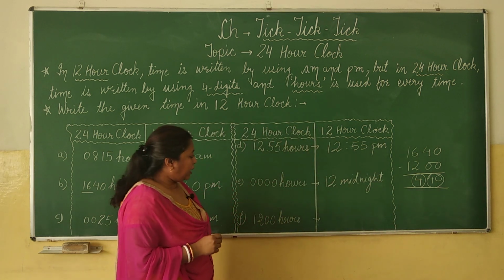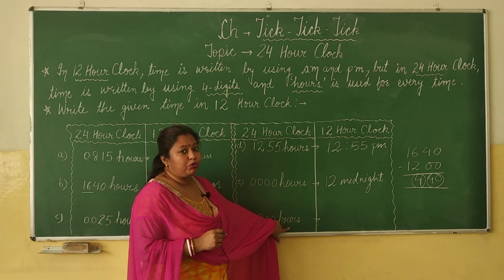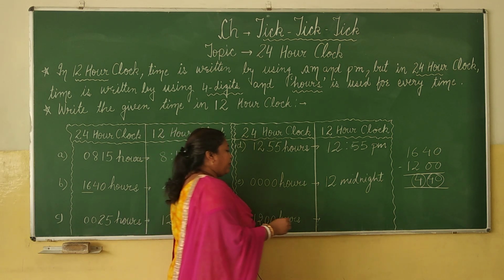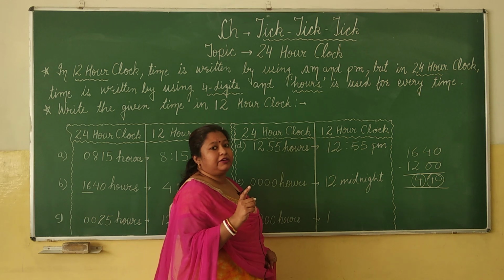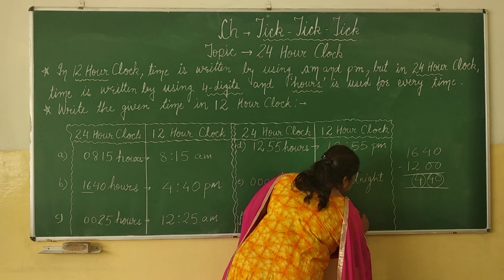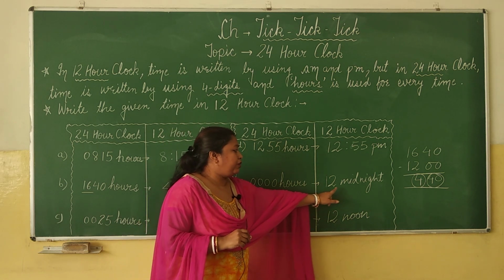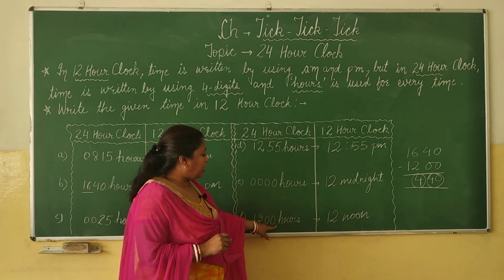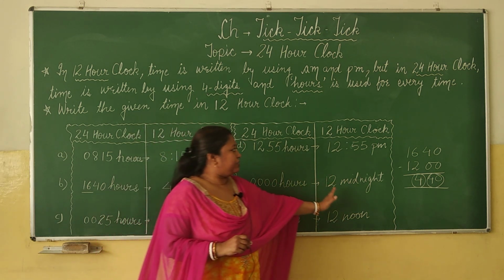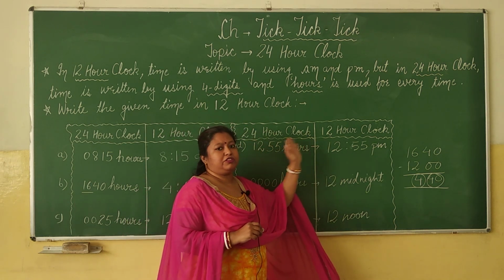Okay, children. And the last example, 1200 hours. Last time I told you, in place of what do we write 1200 hours? In place of 12 noon we write 1200 hours. So in place of 1200 hours we will write 12 noon. So please remember this. If 0000 hours is given, you will write 12 midnight. If 1200 hours is given, you will write 12 noon. And the vice versa is also true. If it is given from 12-hour clock time to 24-hour clock time, you will just do the opposite.